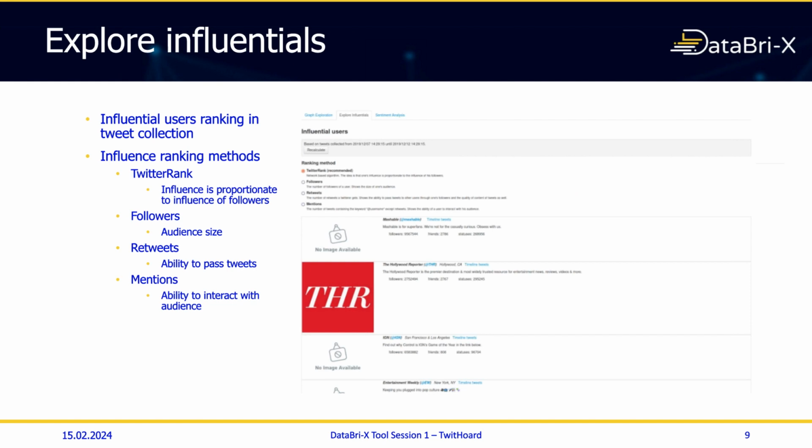Simpler approaches are the followers as a metric for signifying influence, the number of followers, which is the audience size, the number of retweets, which signifies the ability to pass tweets. The higher the number of retweets, the higher the propagation of a specific tweet in the network of a user, and the mentions, which is an indication of the user's ability to interact with the audience, or maybe the other way around, the extent to which the audience wants to interact with the user.